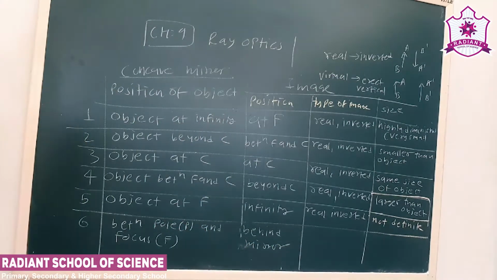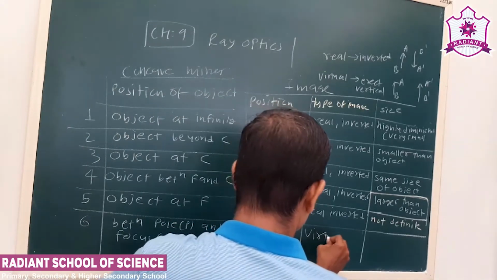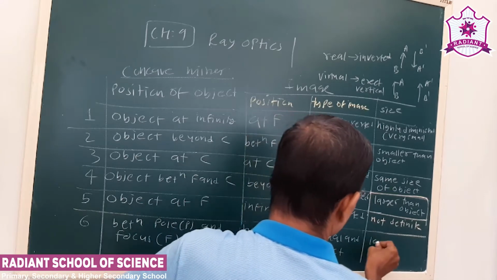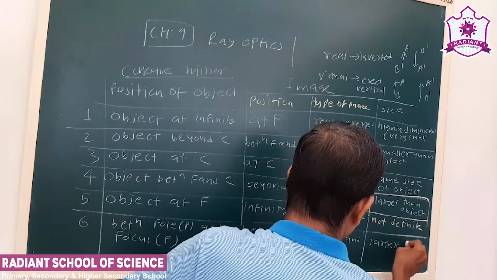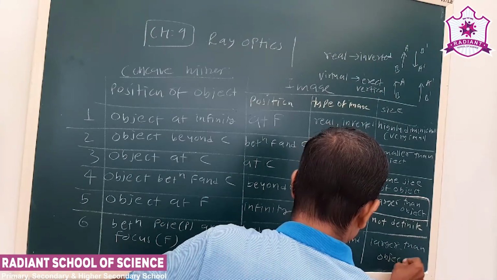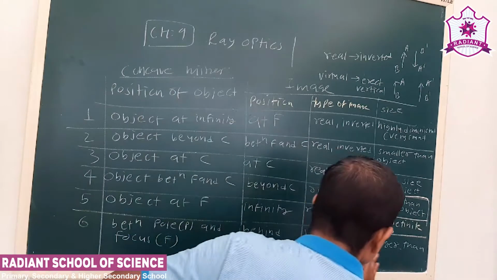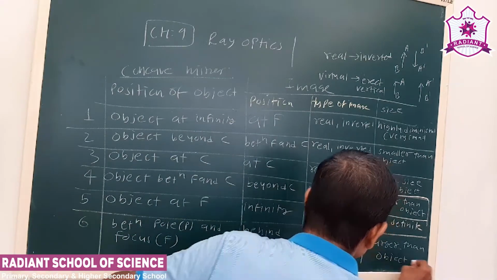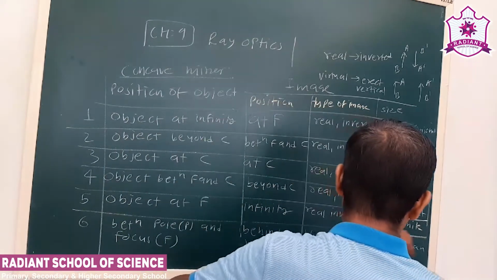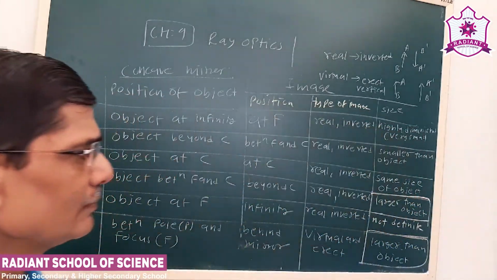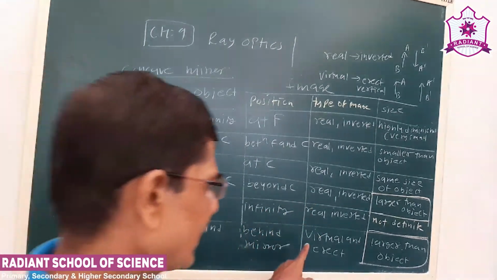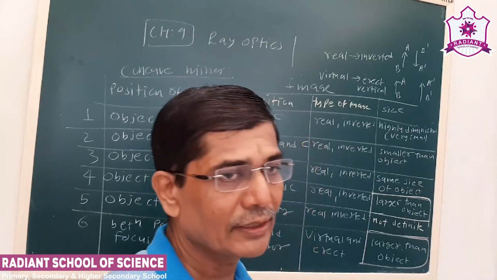Okay, it will be virtual and erect, and larger than. So what we see, there are 2 conditions in which a larger image is obtained. But remember, in one condition the image is real and inverted, and secondly the image is virtual and erect.